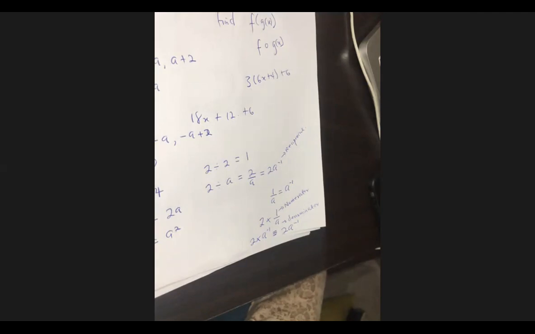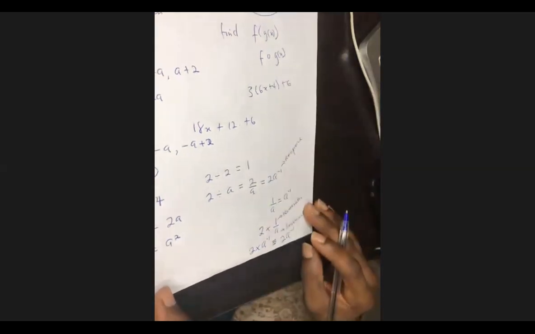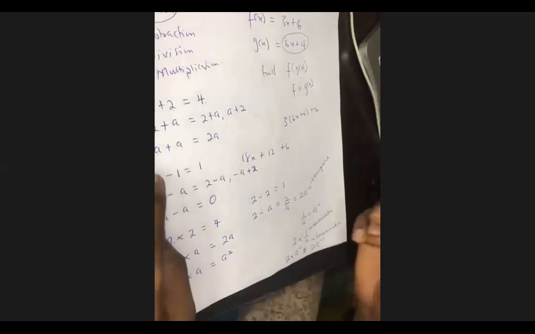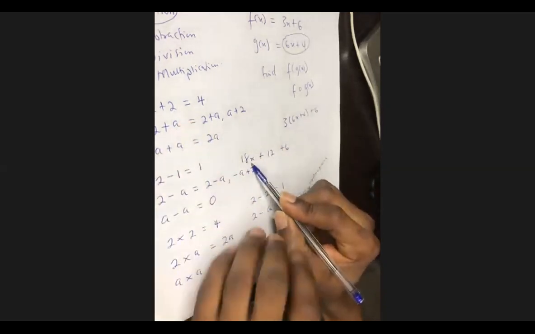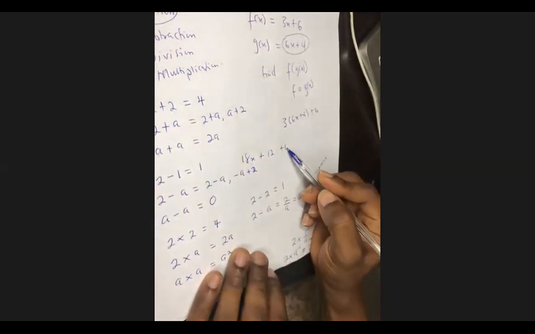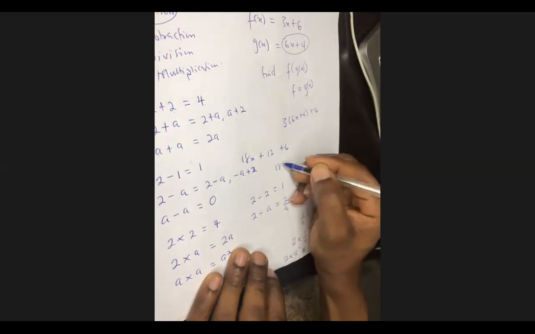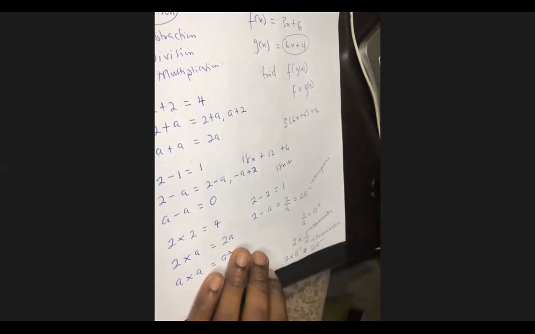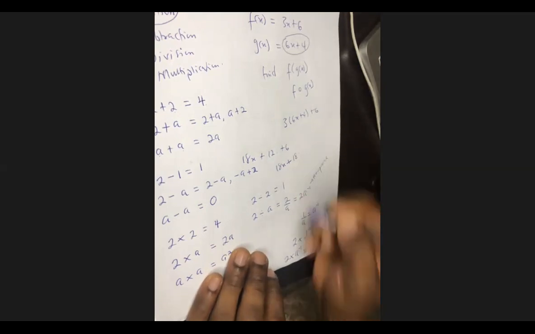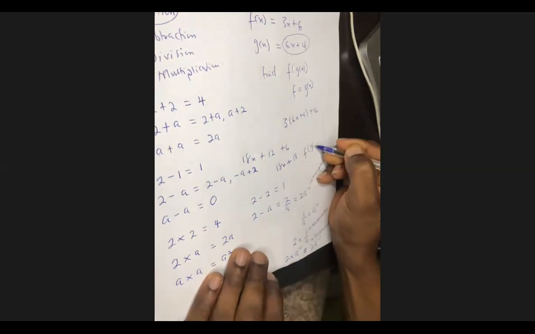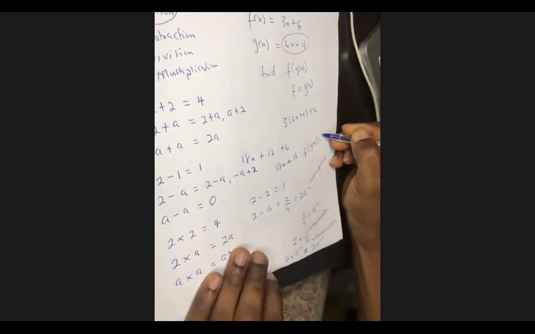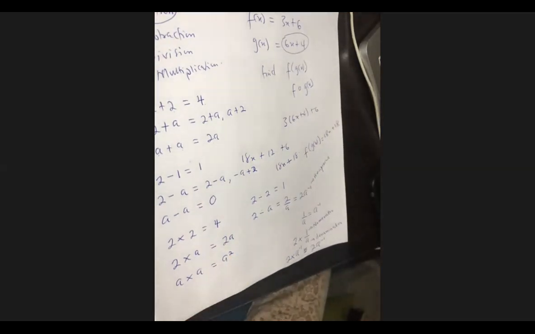Yes, sir. Good. So I just want to take you through these basics, elective math stuff, and then we need to expand this one. So 3 times 6 is 18, 3 times 4 is 12, plus 6. So I have 18x plus 12 plus 6 is 18. So the final answer is going to be f of g of x is equal to 18x plus 18. Very, very easy.